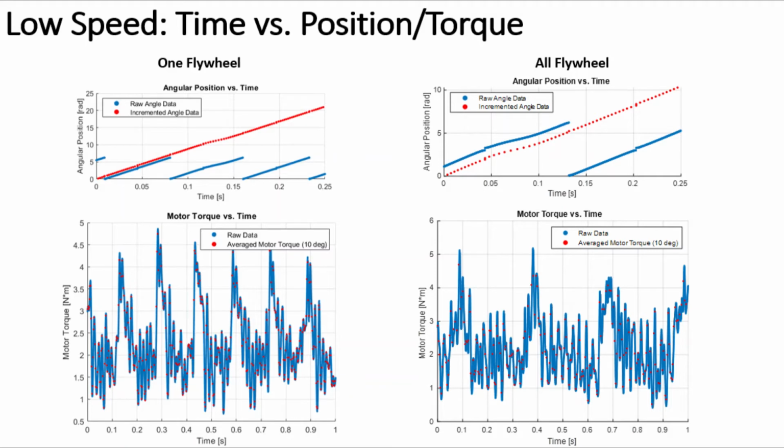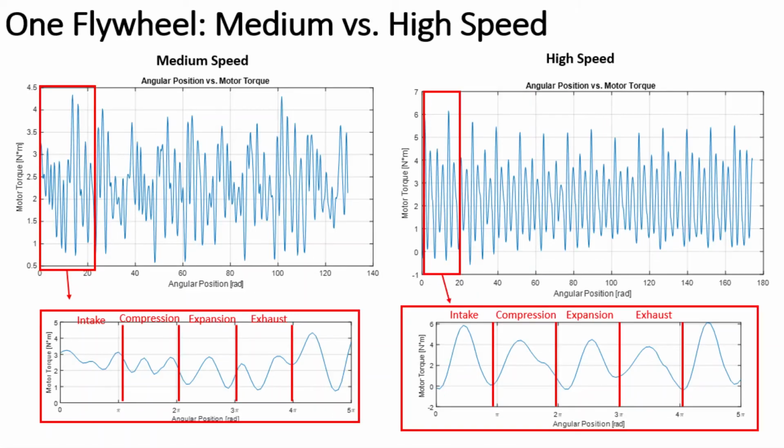The intake, compression, expansion, and exhaust strokes are highlighted in the figures, which agrees with the fact that each stroke occurs over 1 pi radian. The effects of speed can similarly be observed by analyzing the one flywheel configuration with different speeds, the medium and high speed setting. It can also be seen that for the medium speeds motor torque versus time graph, the torque differences are distinguishable, whereas for higher speeds, it is more difficult to detect and analyze each stroke. It is easily seen, however, that for higher speeds, the torque is also higher in magnitude.